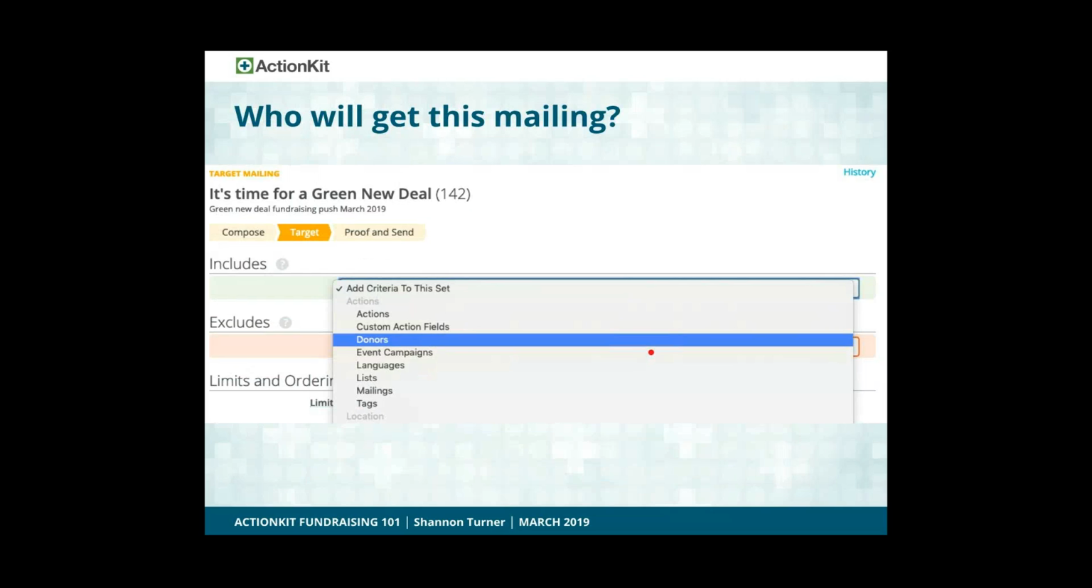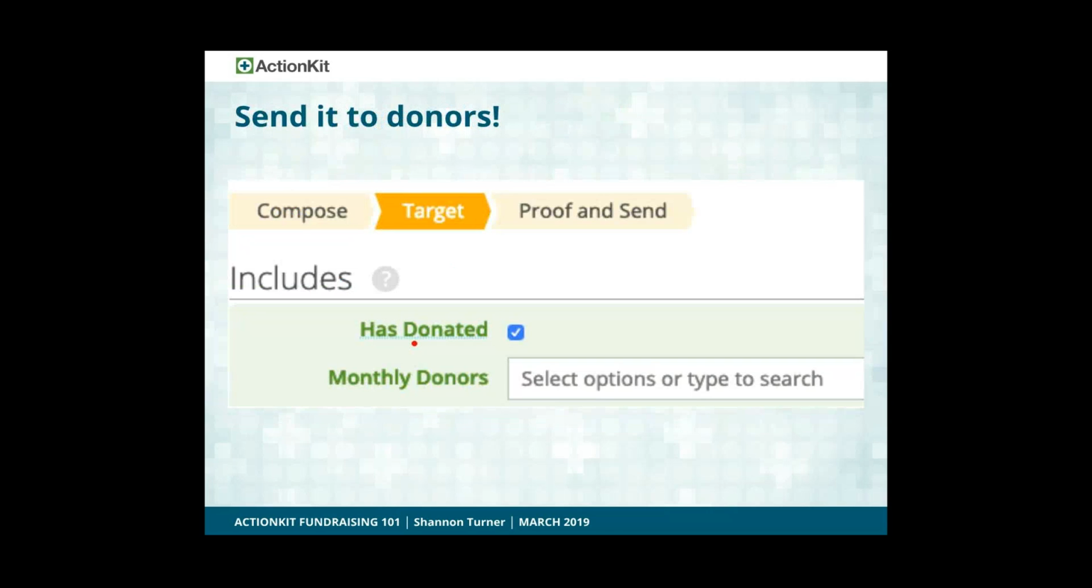There are so many different ways that you can slice and dice your list, and I covered a lot of those in great detail during the last webinar on advocacy. So be sure and watch that video too for more ideas on how to target your mailings. Today, I'm just going to focus on targeting to donors in specific, but I want you to know that you have a lot of options. First, we're going to start by clicking Add Criteria to this set, and it's going to open up a drop-down menu. Then I'm going to choose Donors.